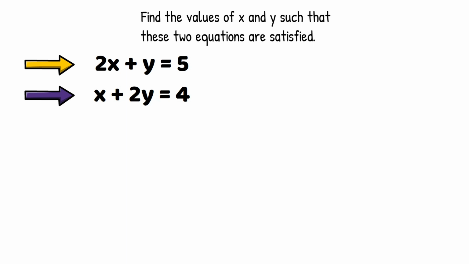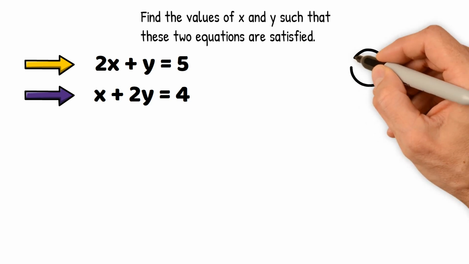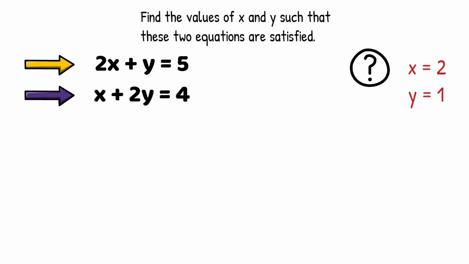If we play around with the numbers, it's not that hard to see that x equals 2 and y equals 1, and that satisfies both equations. But how do we get those numbers without guessing? First, there are two algebraic methods to solving these equations. We'll begin with the first technique.